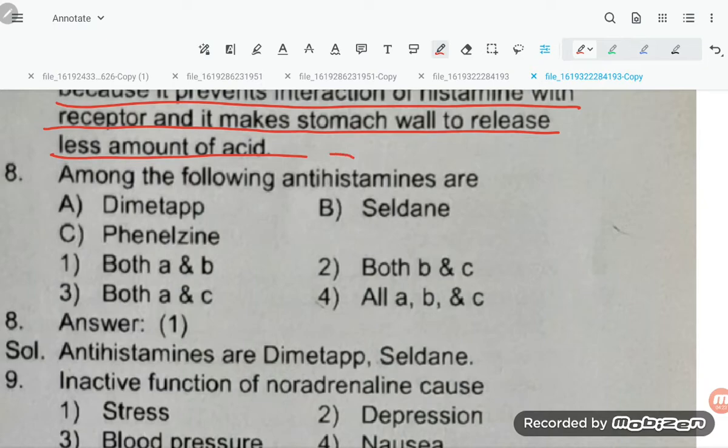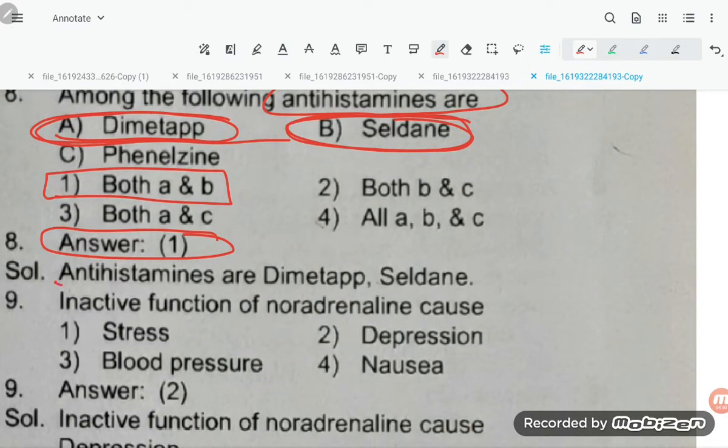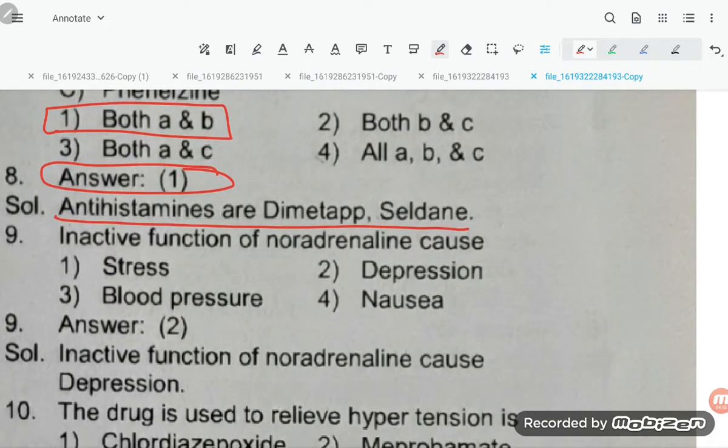Among the following, antihistamines are dimetap and seldane. If you see, dimetap and seldane are the antihistamines. So the correct option is option number 1. Here you can see A and B both are correct, right? So antihistamines are dimetap and seldane.